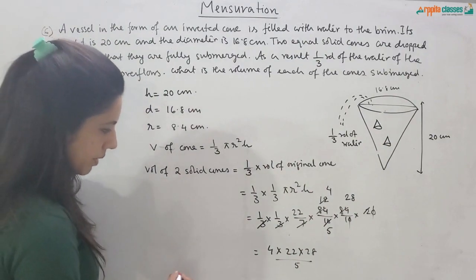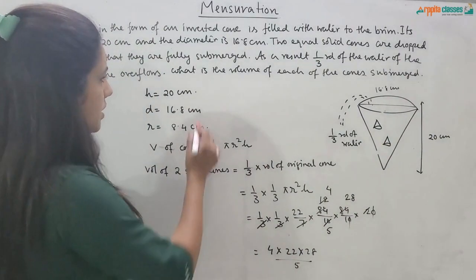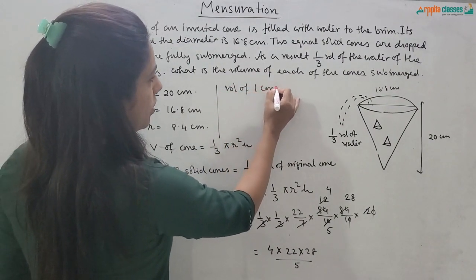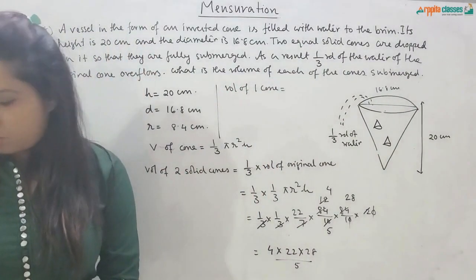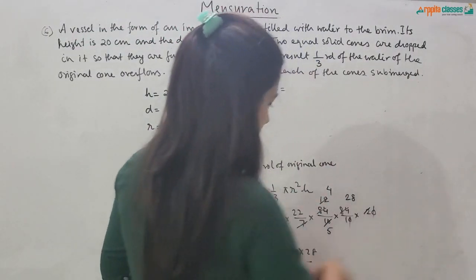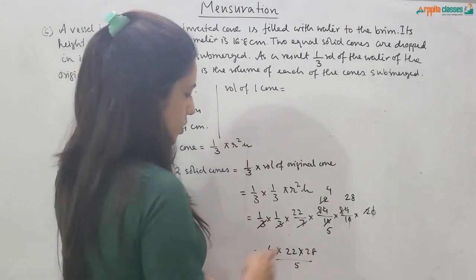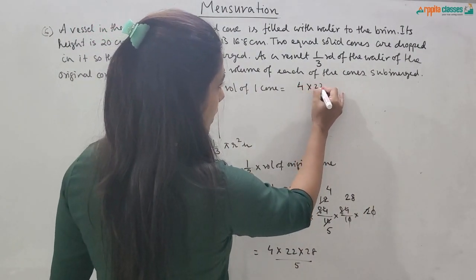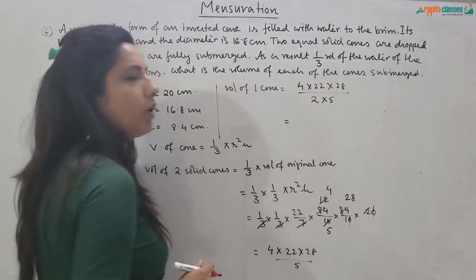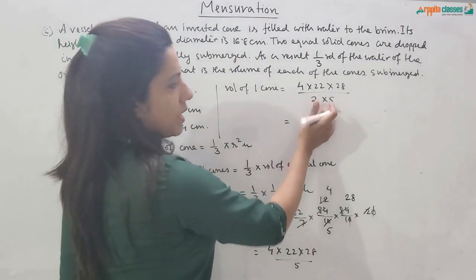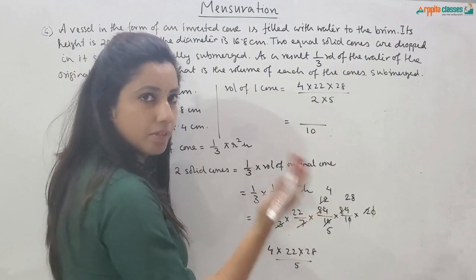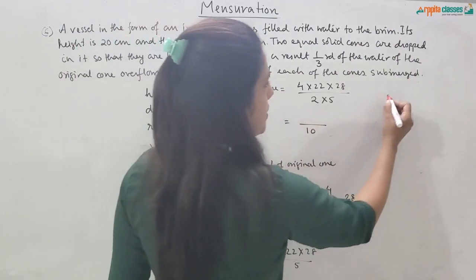So volume of one cone will be, I'll do it here. Volume of one cone is equal to this volume divided by 2, since this is the volume of two cones. So it is 4 into 22 into 28 divided by 2 into 5. Here it is 5 times 2, it's coming 10, so we just multiply the numerator and divide it by 10. That is, shift the point one digit to the left.